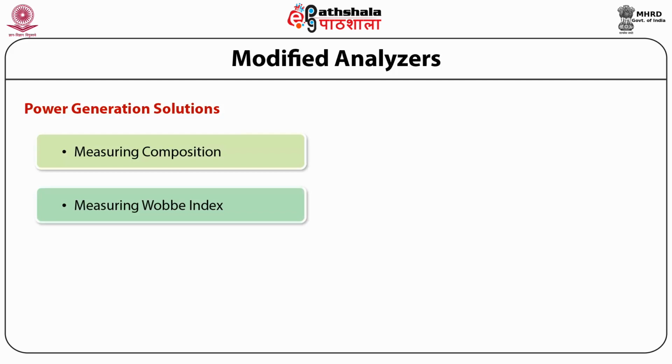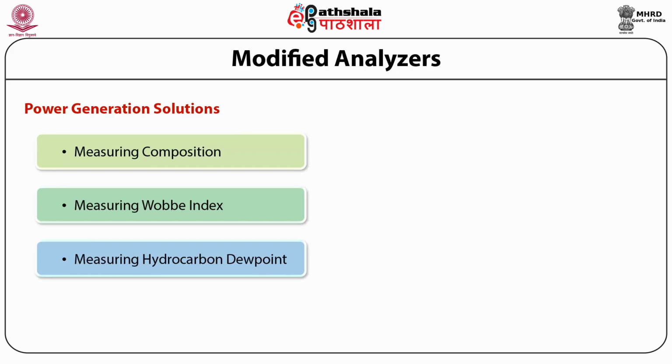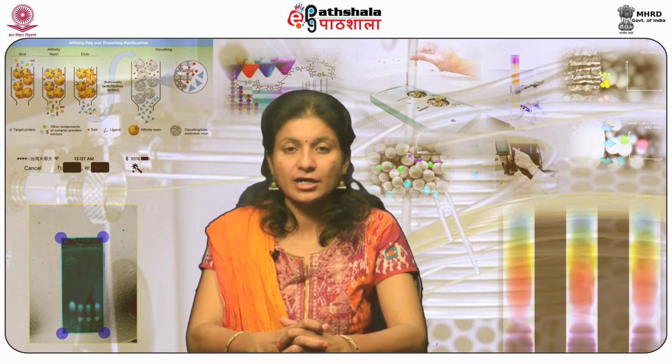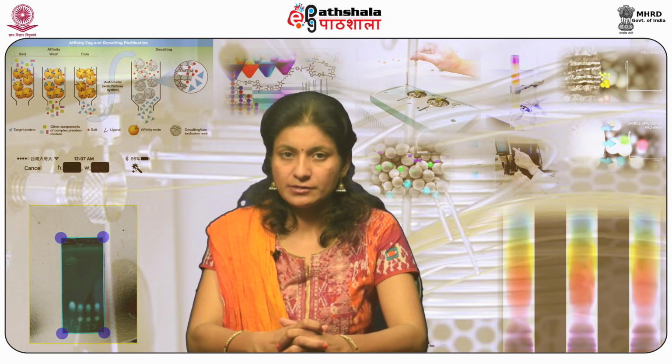For measuring Wobbe index, the variations in the Wobbe index can cause turbine damage. To ensure that no damage to the equipment results from operating on low or mid-range Wobbe gas, gas chromatograph can provide the required analysis with accuracy. For measuring hydrocarbon dew point, turbine damage in power plants due to flashback can be avoided by measuring hydrocarbon dew point. Gas chromatography can be applied to cosmetics in measuring the amount of volatile chemicals used in cosmetics.